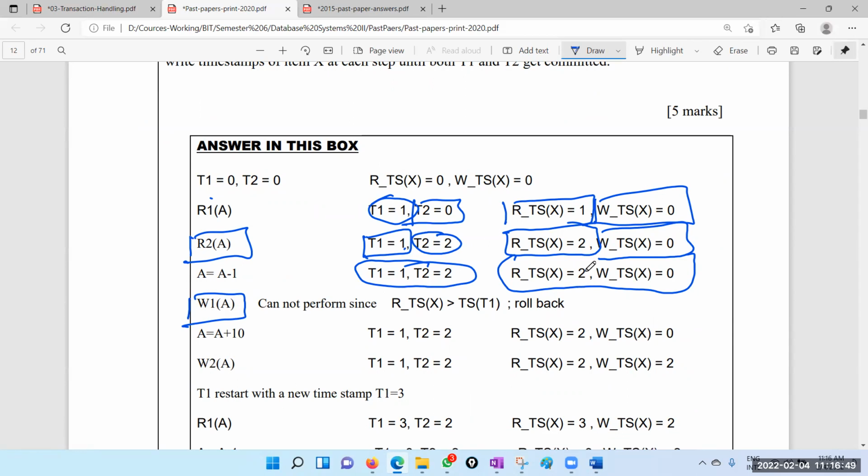That means a younger transaction has read it. Now you try to write it. No, you can't write it. You have to roll back. I hope that is also understandable. Okay. You roll back.